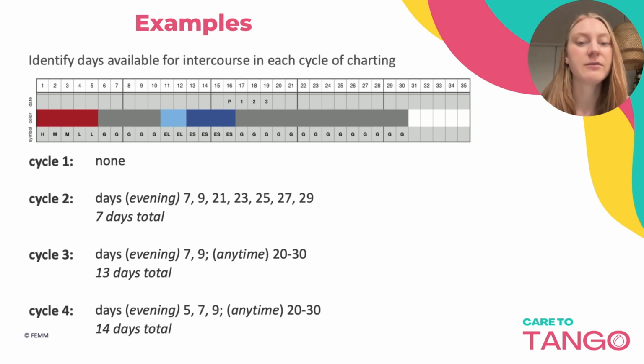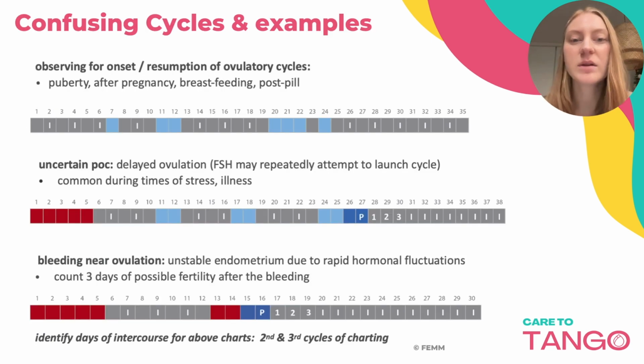So you could include day 5 as well. Here's some examples of confusing cycles. If you have a cycle looking like this first one there with just a bit of EL mucus patches, this could be due to puberty or after pregnancy, when you're breastfeeding, or post-pill. If you're comfortable with charting, you could use those second cycle instructions, doing the evenings of alternative dry days.